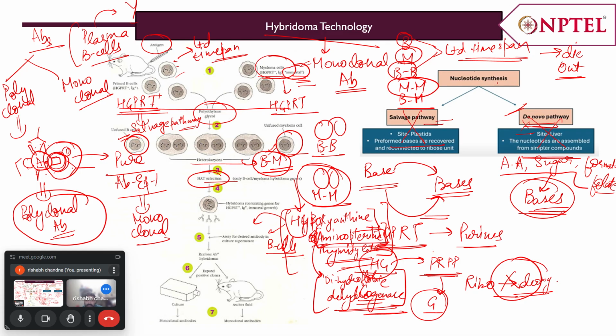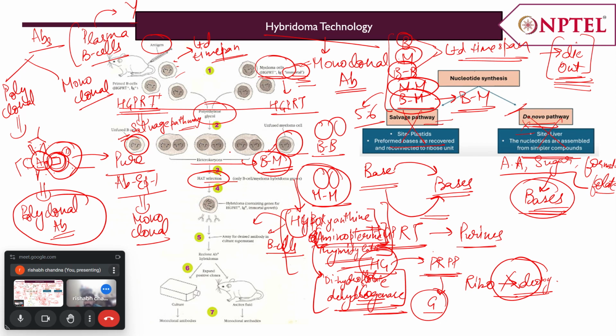Okay, and there is only a specific medium that will be allowed to grow the B cells. So we will subculture all the cells that we have various times, maybe 5 to 6 times, so that we get a pure population of the B cell fused with the myeloma cells.